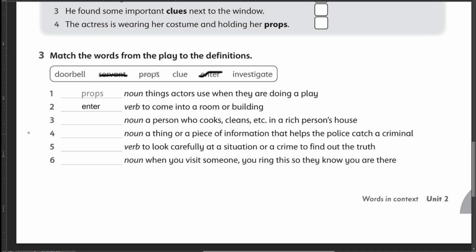Alright, so we have servant, and then we are going to write that down over here. So that leaves you number 4, number 5, and number 6. We have used servant, props, and enter already, so we are just going to use now doorbell, clue, and investigate for these 3 remaining questions, 4, 5, and 6.